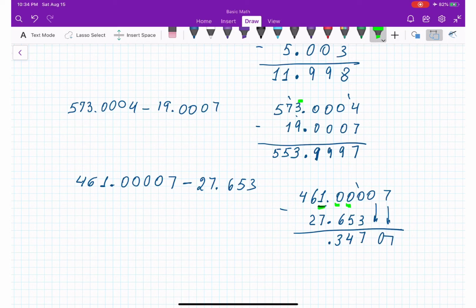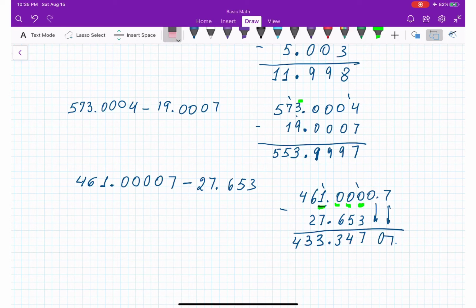So I have to borrow from this 6. So it will be 10 minus 7, it's going to be 3. And instead of 6, I have 5. Minus 2 is 3. And here I have 4. Let me go one more time. So 7 comes down, 0 comes down, but for this 0, I'm going to borrow.